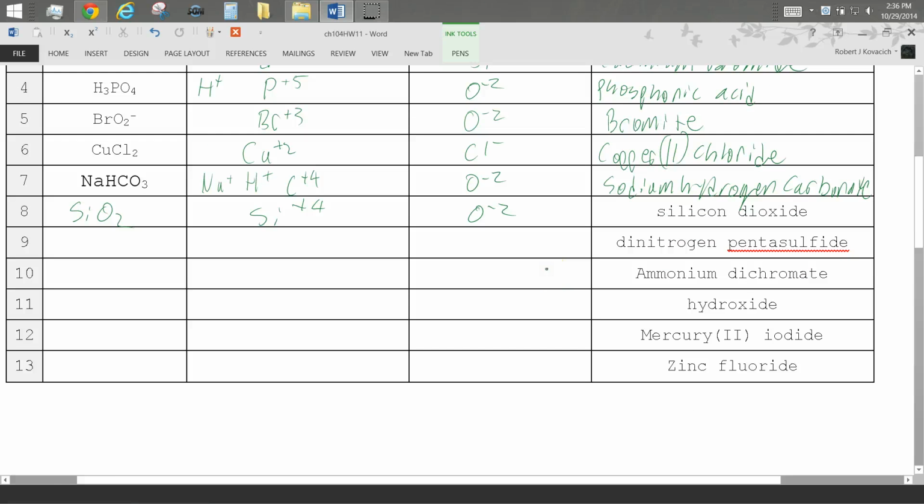All right, so we've got dinitrogen pentasulfide. So what's the formula? N2S5. S is -2. N is +5. We good with that?